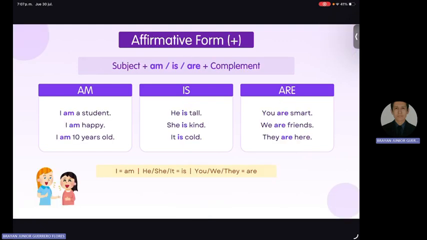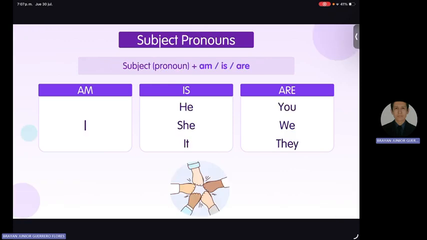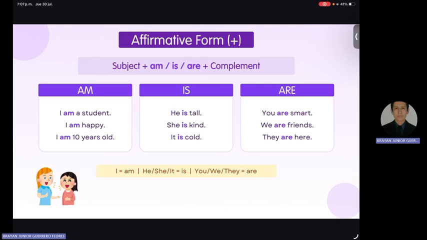Okay, now we're going to see the structure. For example, for the affirmative form, you have to use the subject. Okay, remember the subjects: I, he, she, it, you, we, they. After the subject, you have to use the verb to be. For example, if I use the subject I, what is the verb to be that you want to use? Very good. You have to use am, plus the complement. For example, I am a new student.